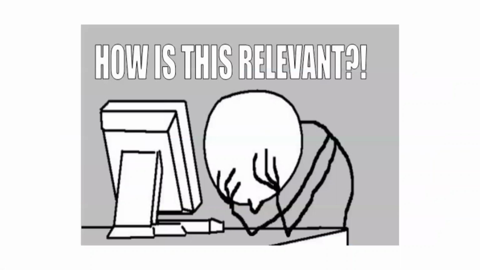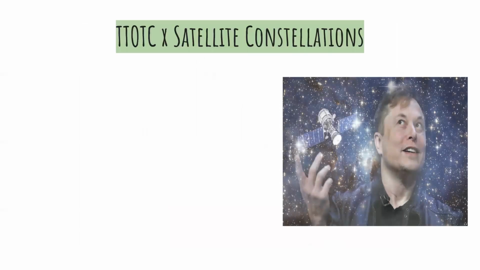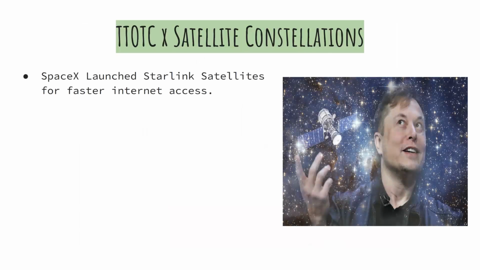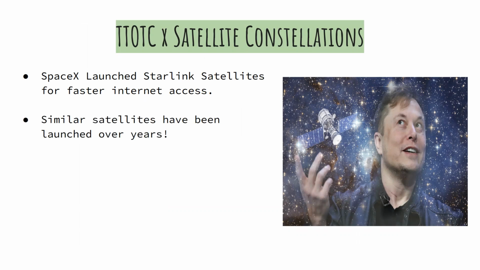Now, you could see that all of these are pretty much in the past, but how is this still relevant? Is it still relevant to this day? And yes, it is. One of the examples that I showed earlier was from not even 4 or 5 months back, but there are some very crazy effects. The first of which is about satellite constellations. Recently, we all saw that SpaceX launched Starlink satellites for faster internet access, and similar satellites have been launched by multiple organizations, including NASA, ISRO, SpaceX, and other space agencies over the years.